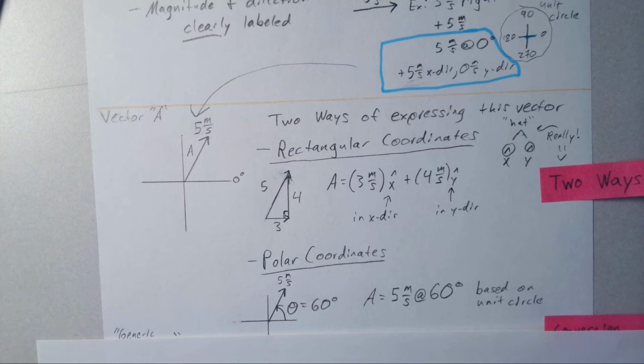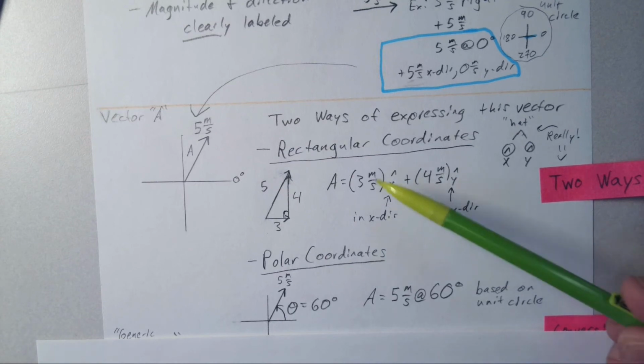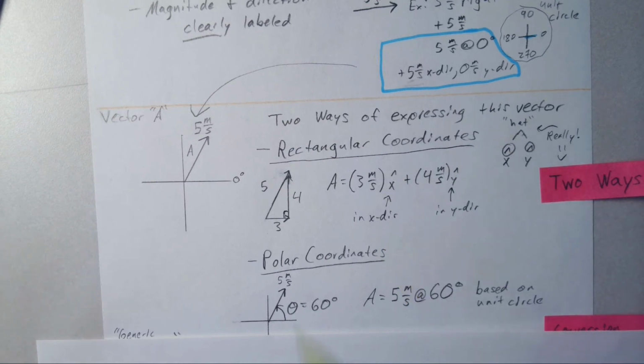Now, one thing I want to express about A, this doesn't mean area. I could say vector B, C, D, vector unicorn, vector star, it doesn't matter. I could say vector V, and it doesn't necessarily always represent velocity. So it's just a generic letter. So vector A here, there's two ways. The first way is called rectangular coordinates, okay?